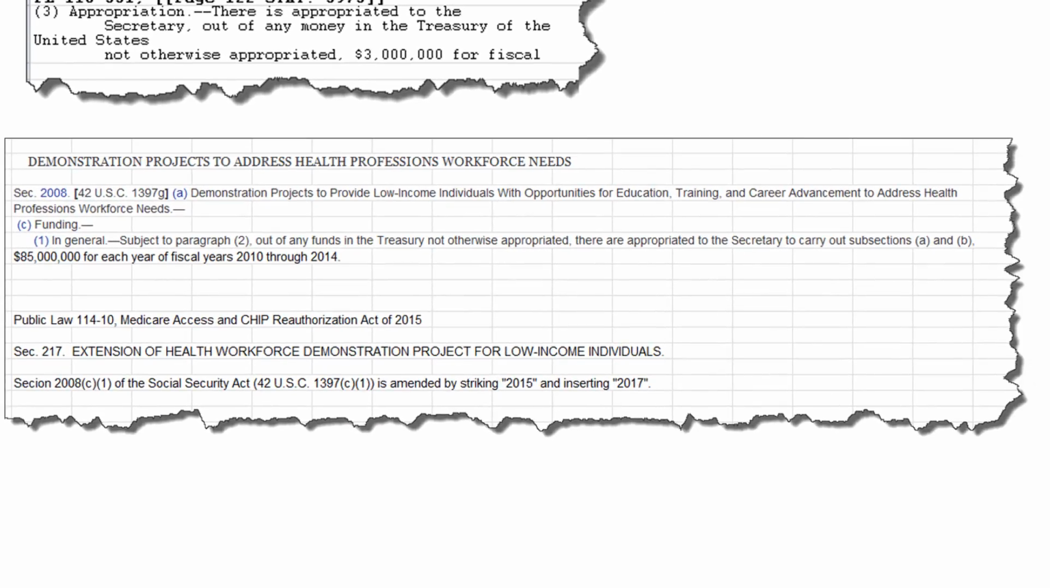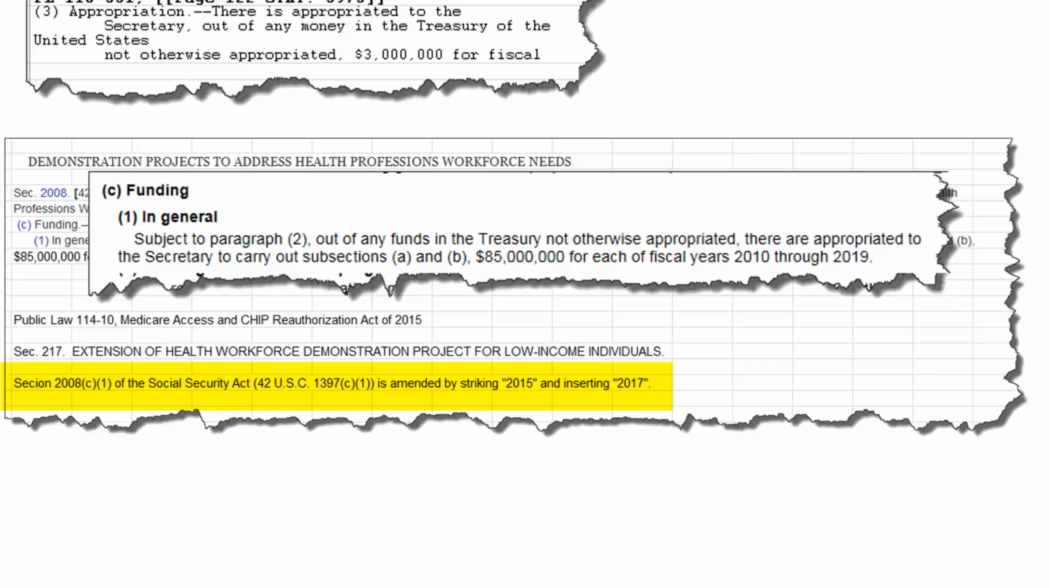In this example from the Social Services Block Grant Apportionment, we note that $85 million was originally appropriated in the Affordable Care Act for each year of fiscal years 2010 through 2014. But since 2014 has passed, we need to add amending legislation, which at that time extended the appropriation through 2017. In such cases, it's frequently more advantageous to use the U.S. Code citation. In this example, we see that the $85 million has been extended through 2019. The full U.S. Code citation is typically cited in the amending legislation.